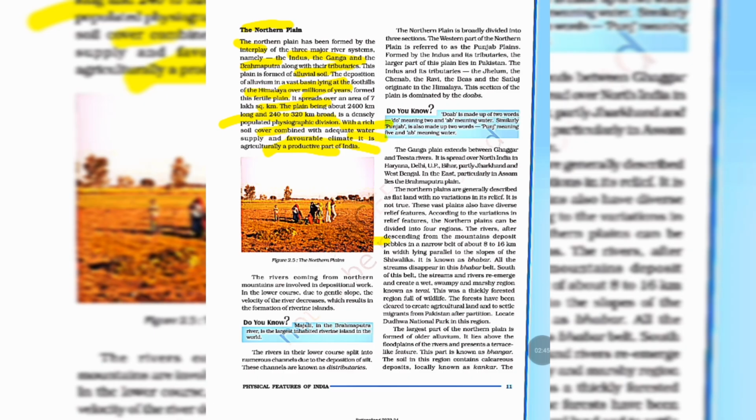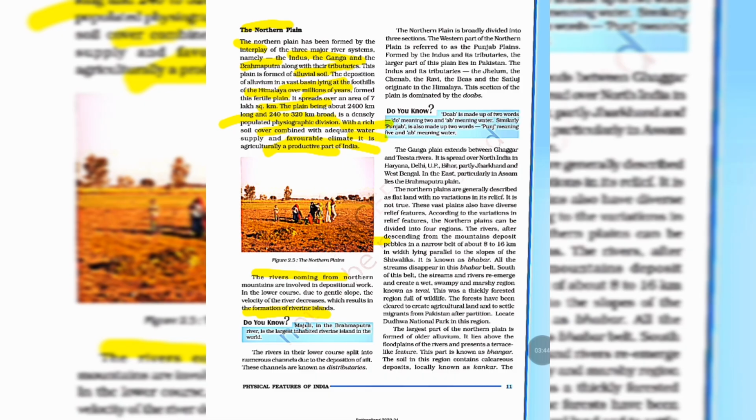The rivers coming from the northern mountains are involved in depositional work in the lower course. Due to the gentle slope, the velocity of the river decreases, resulting in the formation of river islands. So how does a river island form? You know that when a river flows, it carries boulders and rocks with velocity and speed when it comes from the Himalayas. We read that the Himalayas are also divided into three ranges, and their height decreases. In the lesser Himalayas, the river loses its velocity, so it does depositional work, depositing the rocks and gradient material it carries. So this leads to the formation of river islands.